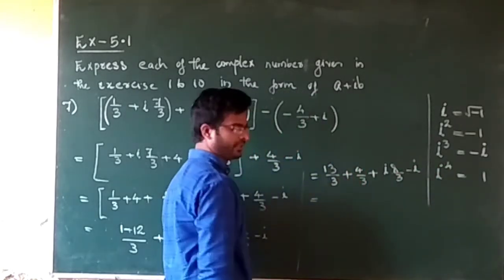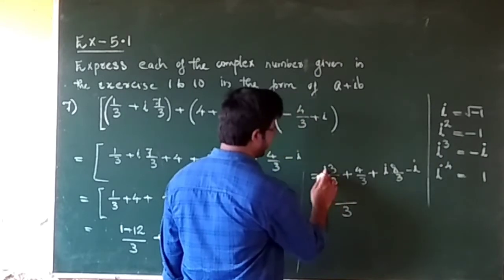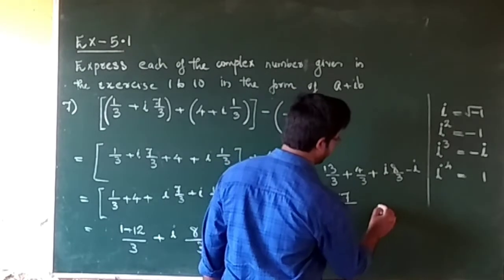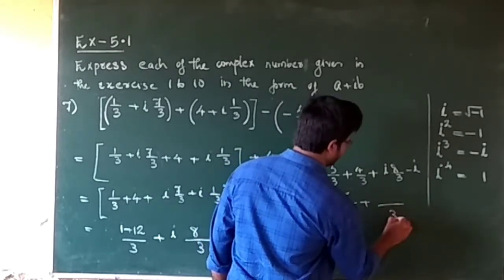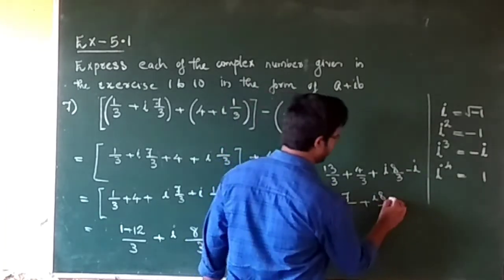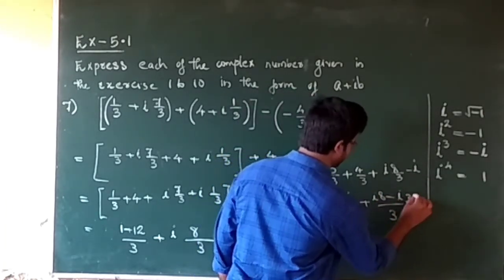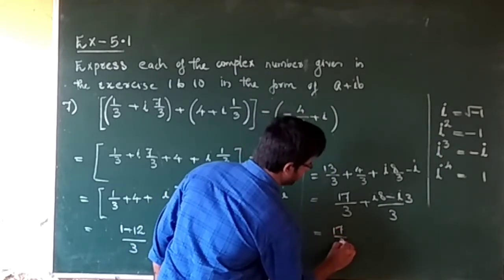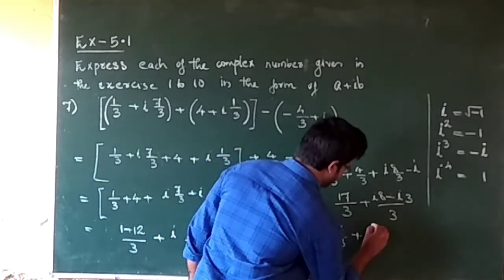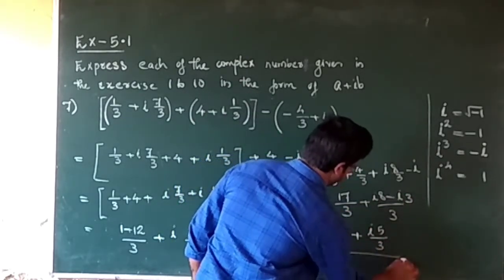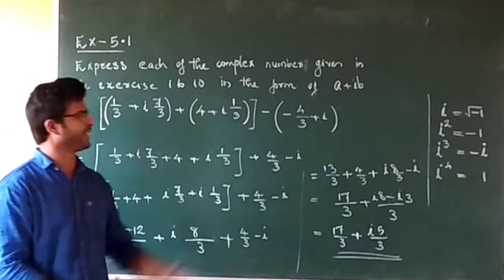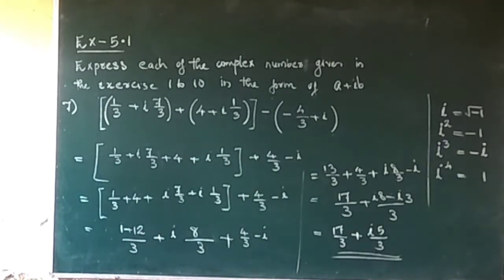Real part, take the LCM. What is the LCM? 3. 13 plus 4, 17. Then here, when you take the LCM, you will get 3, i 8. 3 into i, we can write minus i 3. 17 by 3 plus 8 minus 3, 5, isn't it? i 5. This is our required complex number in the form of a plus ib. Just pause the video, write it down in your notebook.